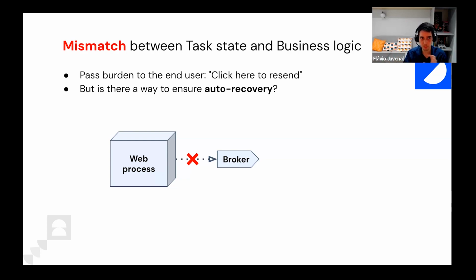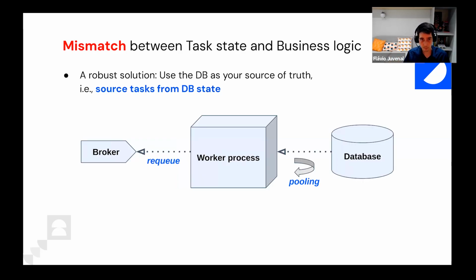So there is a mismatch between the task state and the business logic, right? You can pass the burden to the end user, like put the "click here to resend" thing that many sites do. But is there a way for us to ensure auto recovery, a way to figure out that some users never got the email and perhaps send it again? And yes, there is. It's a robust solution, so perhaps not everyone really needs that. But if you really want, that's the best thing you can do.